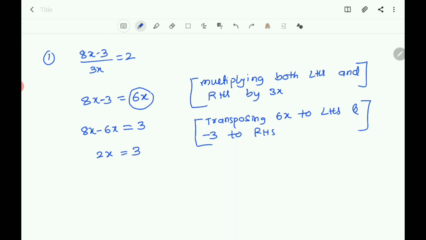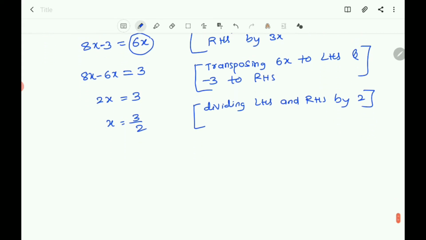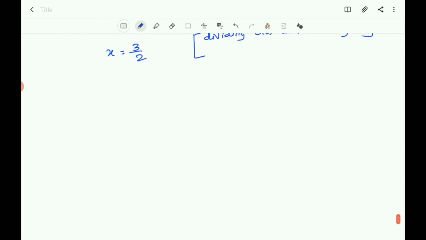So what you will get here? X equals 3 by 2. What you have done here? Dividing LHS and RHS by 2. Now let us take the second one. What is that second one?